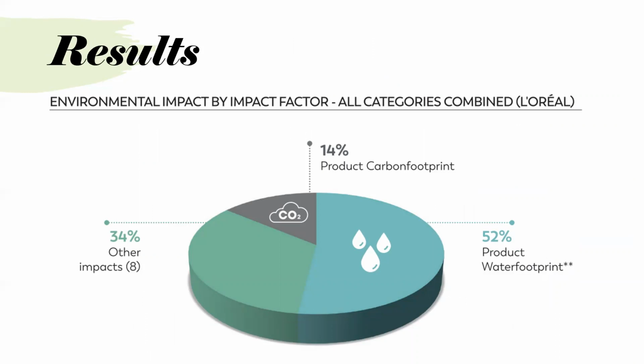This pie chart is how they chose to show the results of those weighted environmental impact factor percentages. And it's surprisingly broken down into just 3 categories. The first is the product water footprint at 52%. And this is a combination of 5 environmental impact factors that they consider to be contributing to the water footprint of their products, which is water scarcity, water eutrophication, marine eutrophication, water ecotoxicity, and water acidification.